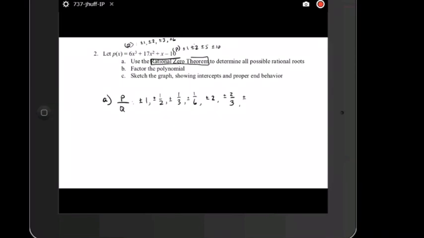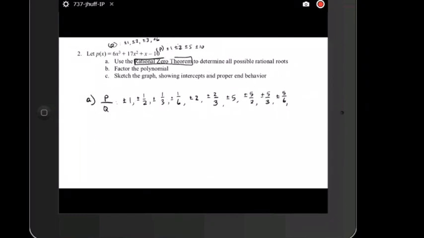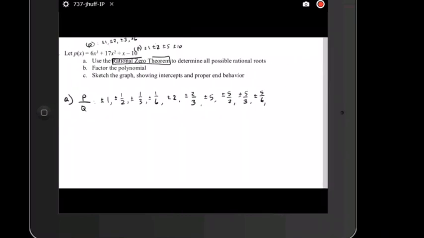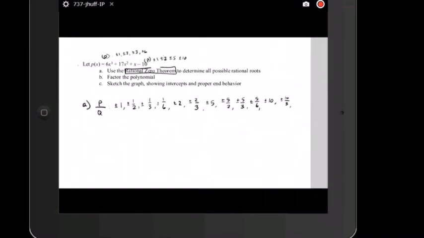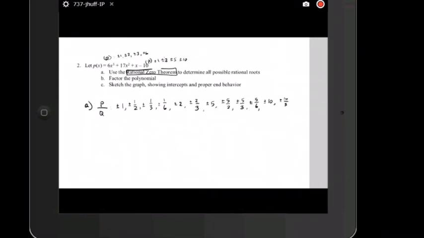So then we'd have 5/2, 5/3, 5/6, and 10. And then 10 divided by 2 is 5, which we already have. 10 divided by 3 we need. And then 10 divided by 6 is 5/3, which we already have. So a much longer list of possible rational roots. Roots means the same thing as zeros.